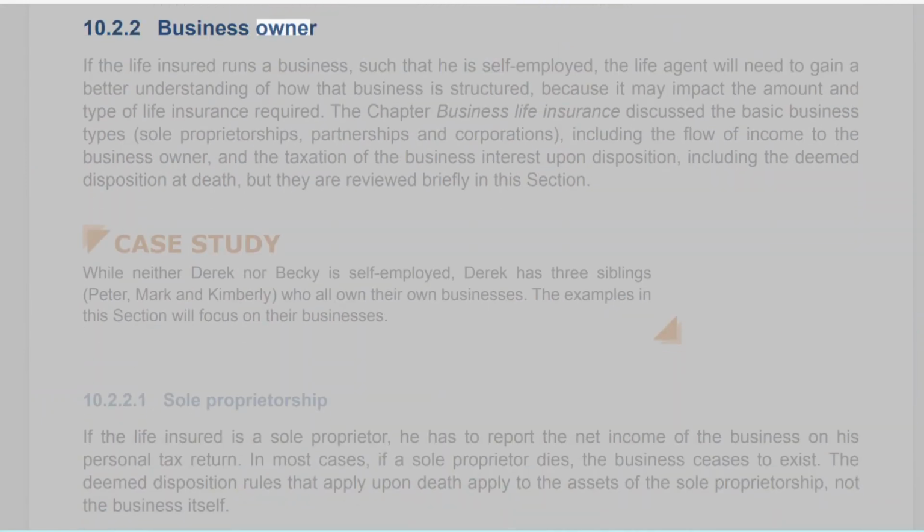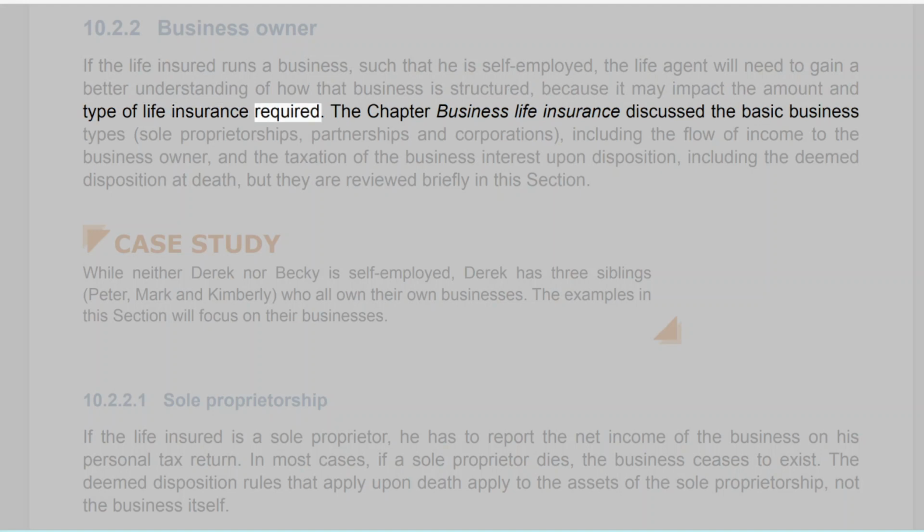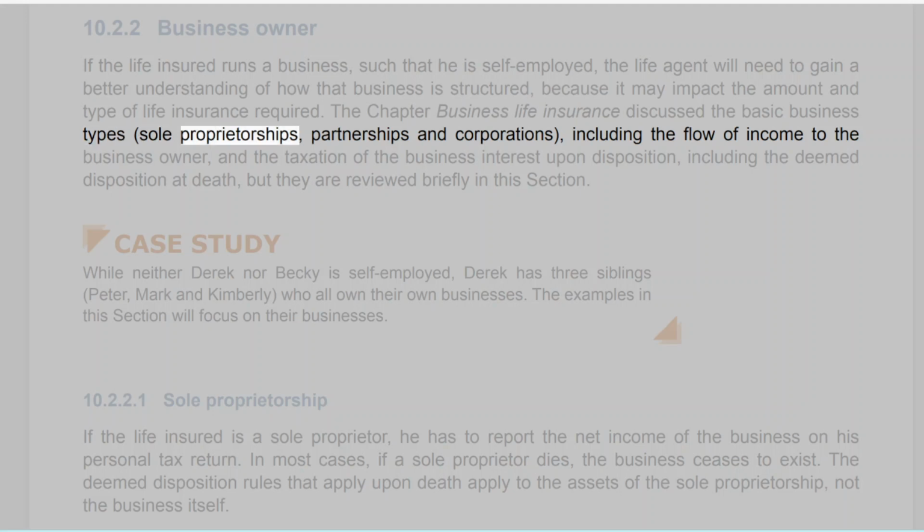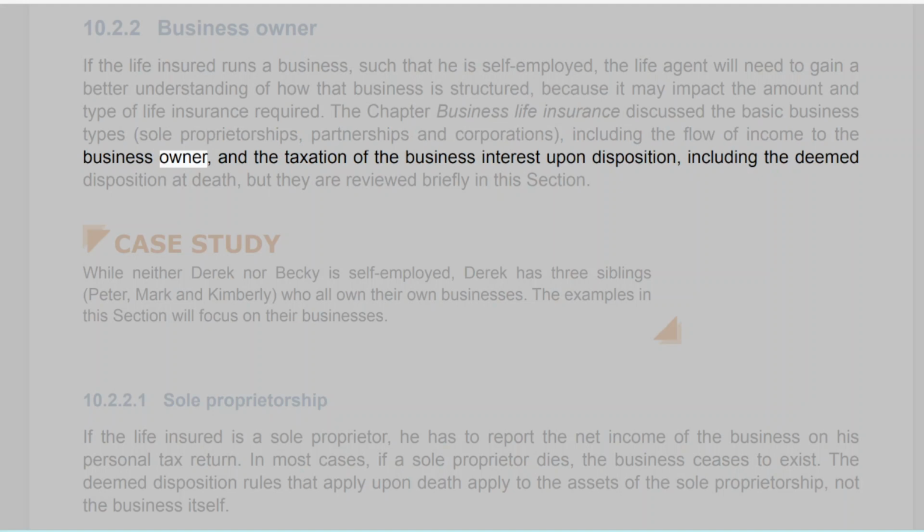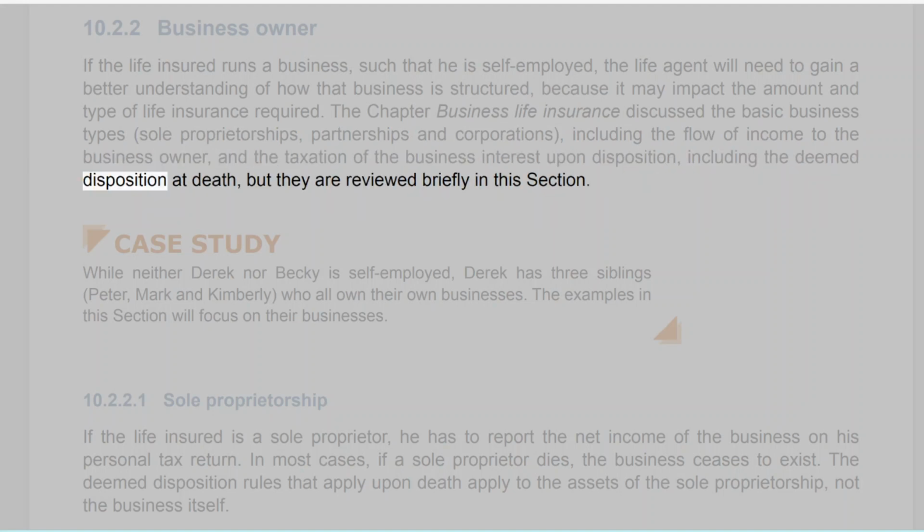10.2.2 Business Owner. If the life insured runs a business, such that he is self-employed, the life agent will need to gain a better understanding of how that business is structured, because it may impact the amount and type of life insurance required. The chapter Business Life Insurance discussed the basic business types, sole proprietorships, partnerships and corporations, including the flow of income to the business owner, and the taxation of the business interest upon disposition, including the deemed disposition at death, but they are reviewed briefly in this section.